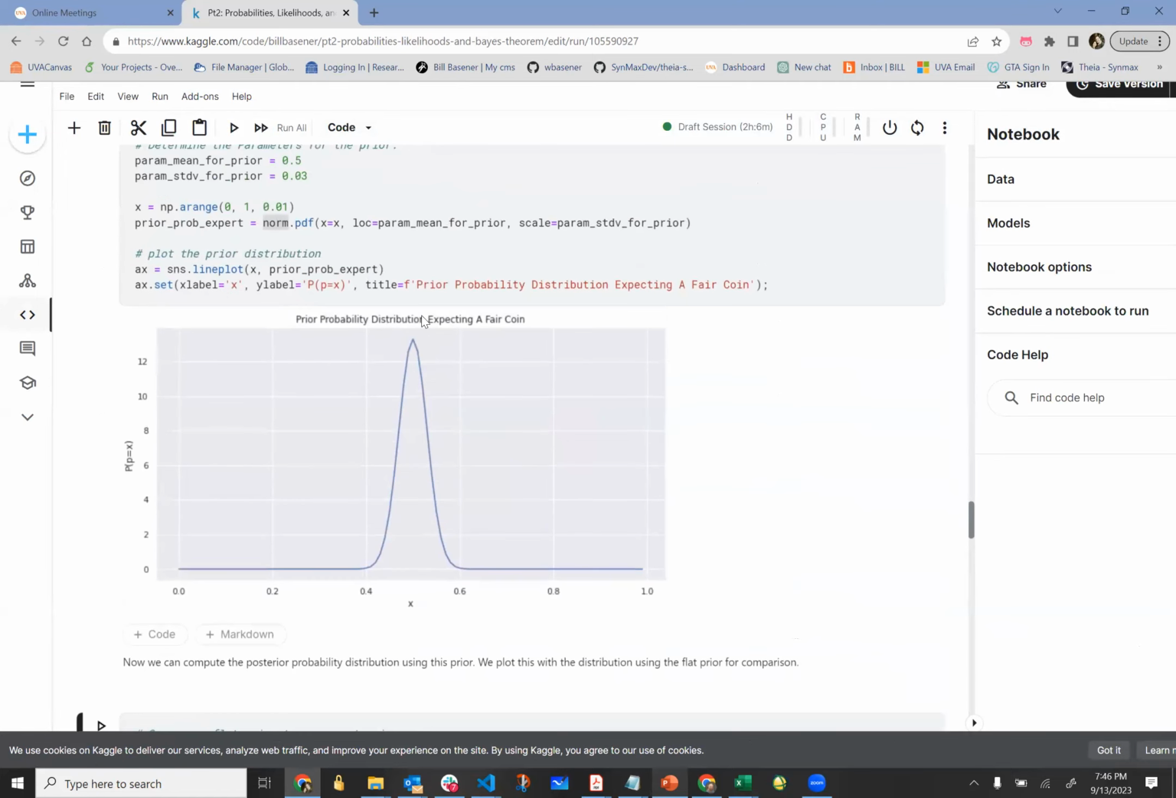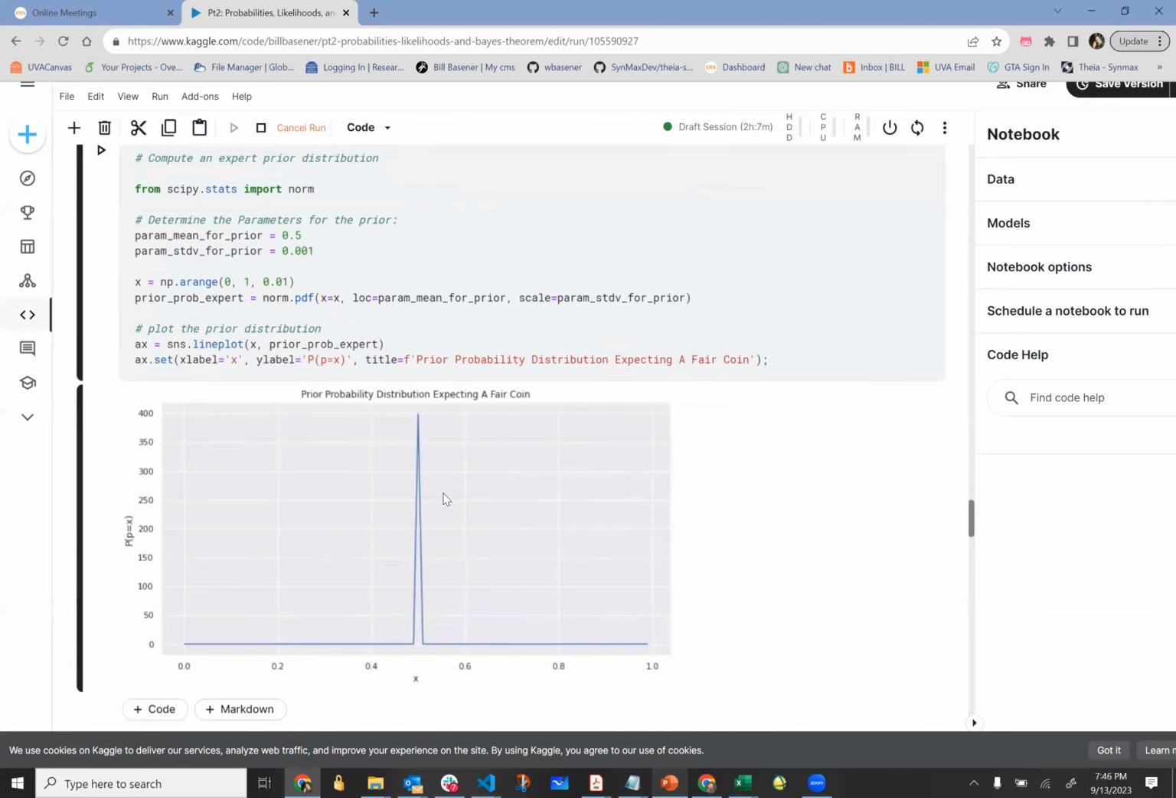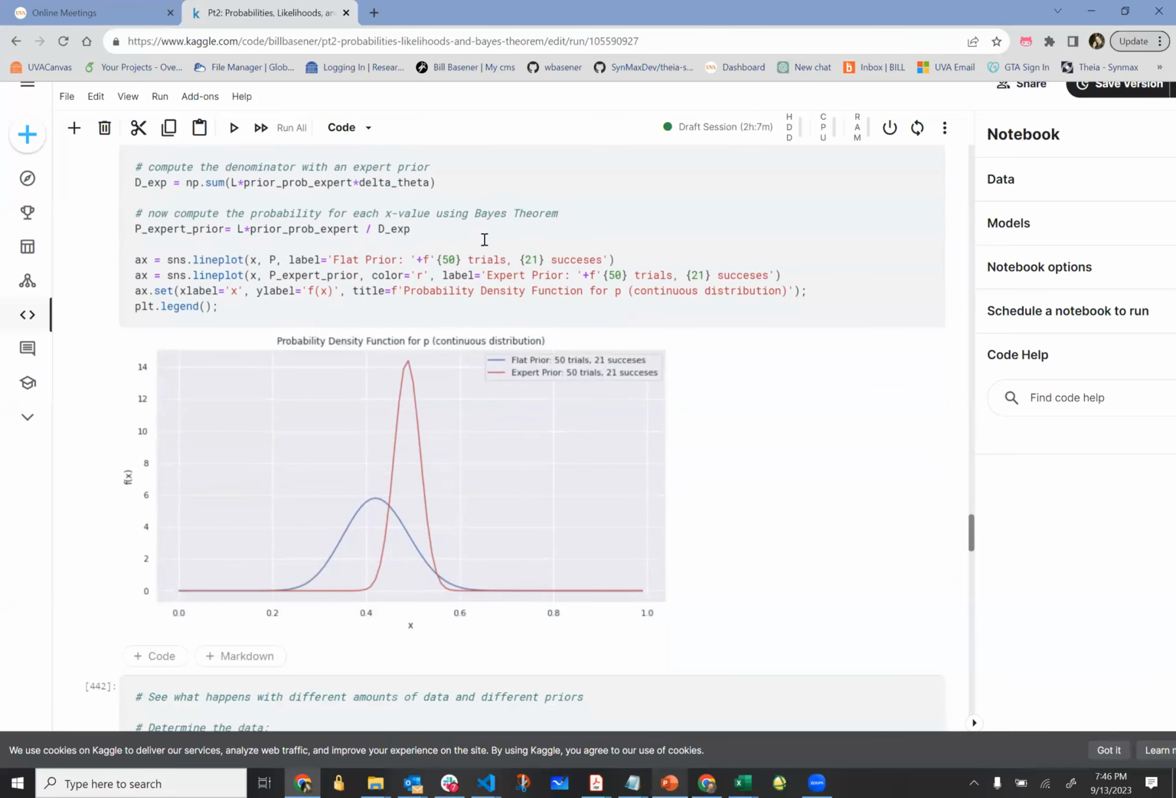What do you think would happen if I came up here and changed the distribution to something narrower? So narrow, here's my prior. I'm very confident it's 0.5. What's going to happen if I rerun this block? What do you think? Let's go ahead and find out.